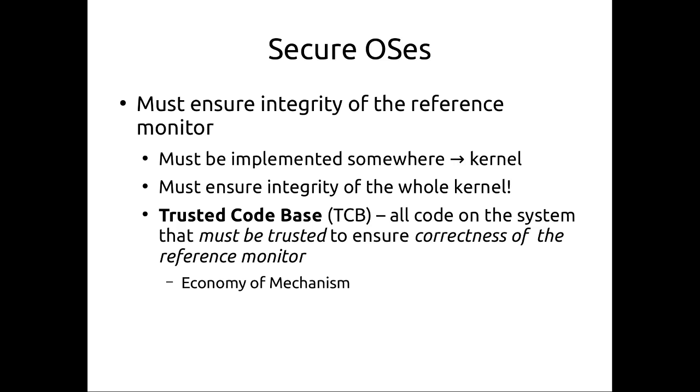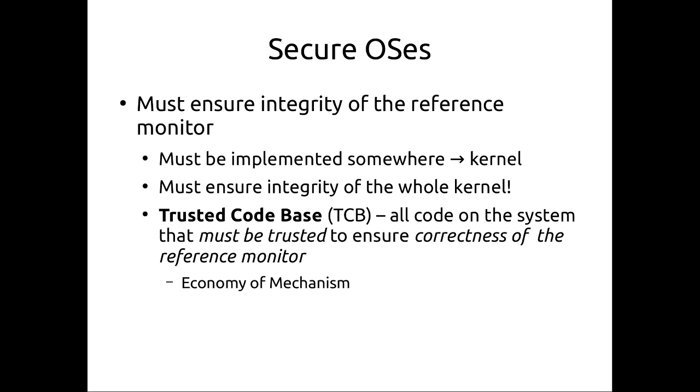But that does mean that we have to ensure the integrity of the entire kernel, right? If the reference monitor is in the kernel, then the entire kernel becomes an attack surface for the principals within the system. And if we must ensure the integrity of the reference monitor, that now means also that we must ensure the integrity of the entire kernel, which is to say that it doesn't have bugs that the principals can in some way use to do privilege escalation or corrupt in some way the reference monitor.